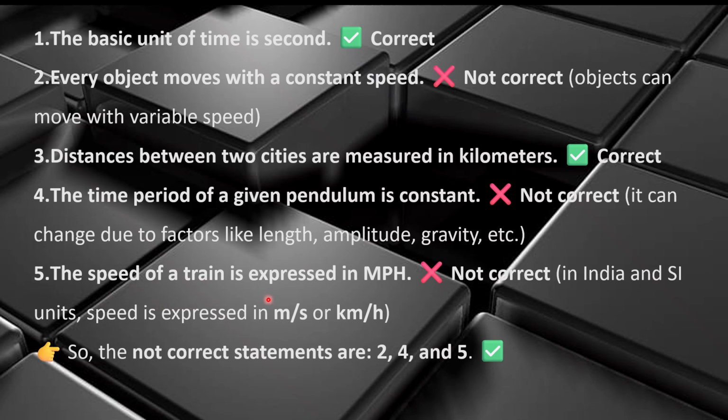Fifth one, the speed of a train is expressed in mph. Not correct. In India and SI units, the speed is expressed in meter per second or kilometer per hour. So not correct statements are 2, 4, 5.